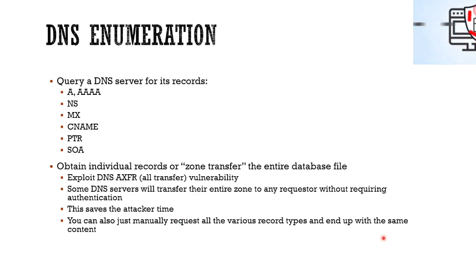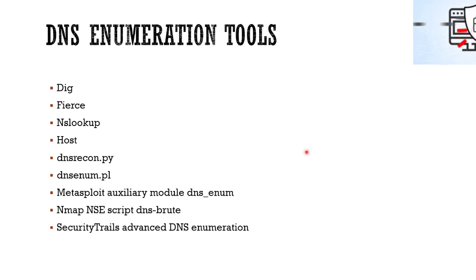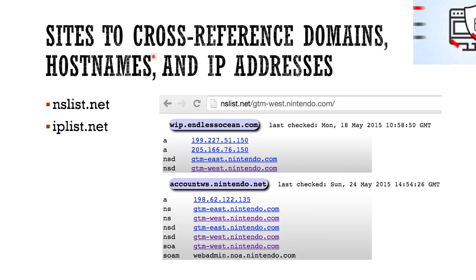There are a ton of DNS enumeration tools. If you want to just use the command line tools, there's dig and fierce, which are both Linux tools, or there's NSLookup, the Microsoft tool, or host. And there are also some Python and Perl scripts and Metasploit modules and Nmap scripts and other kinds of tools. You can also go online to various sites like NSList and IPList to cross-reference domains, host names, and IP addresses. So you can just see some of this stuff here and how they relate.